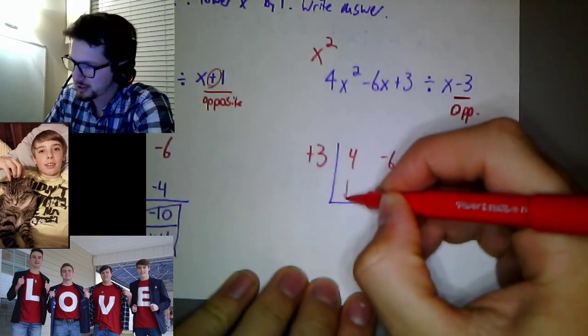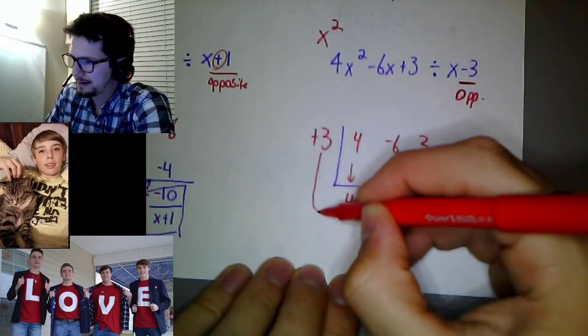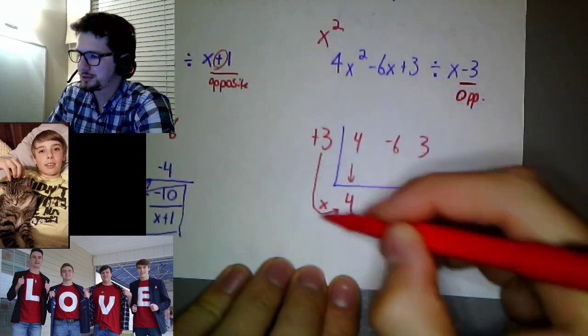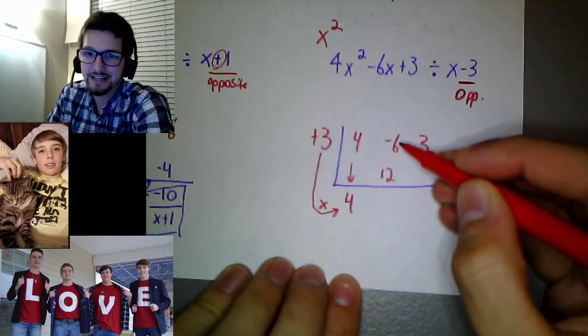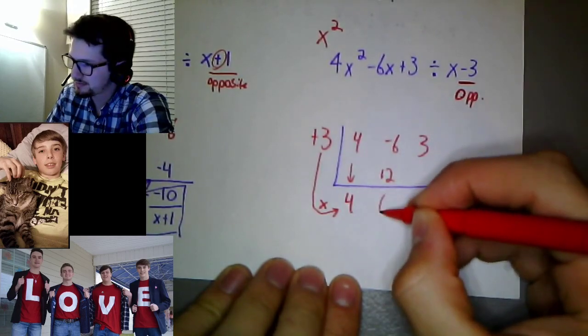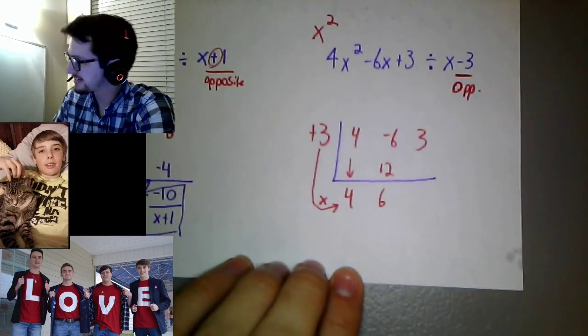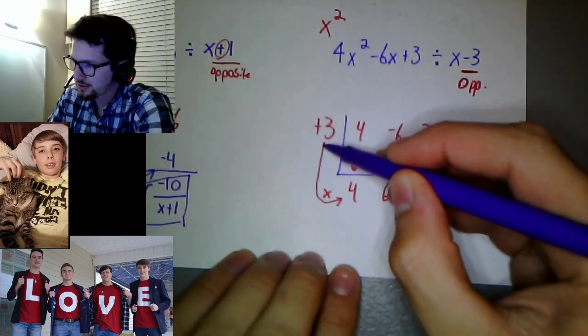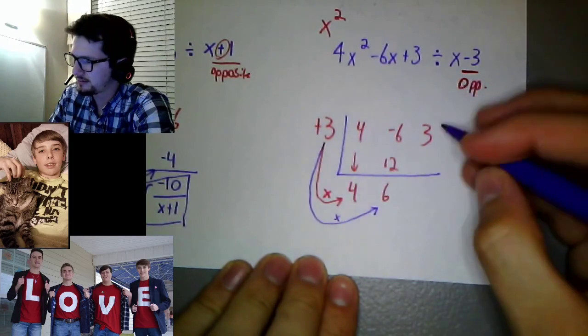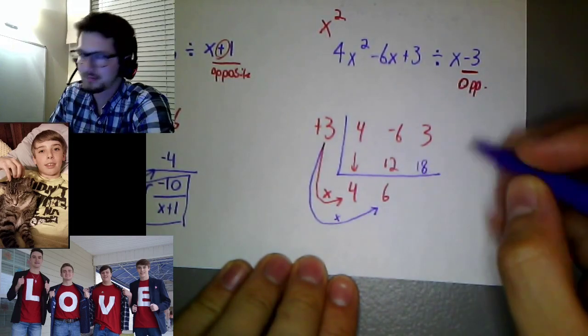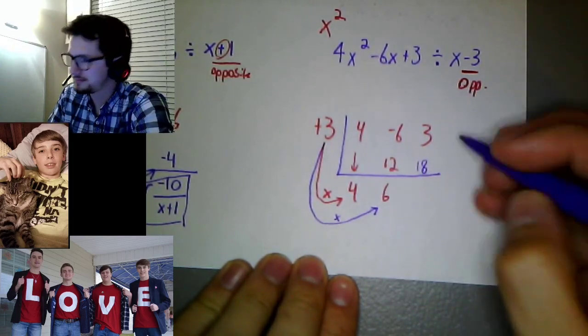I bring down my first coefficient. I multiply my number times the coefficient, so that's 3 times 4 gives me 12. 12 plus negative 6 gives me 6. Now I do my second step. 3 times 6 gives me 18. 18 plus 3 gives me 21.